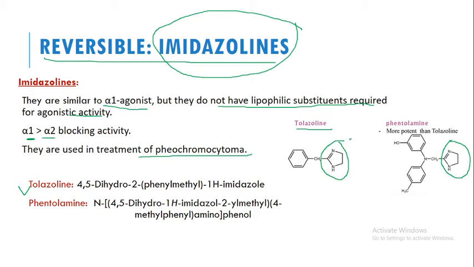Numbering starts from here. This is number 1, number 2, 3, this is 4, and this is 5. At the 4 and 5 positions no double bond is present, so 4,5-dihydro. At the second position, a benzyl group is there, or you can say phenylmethyl. So 2-phenylmethyl, and at the one position again it is a saturated atom.